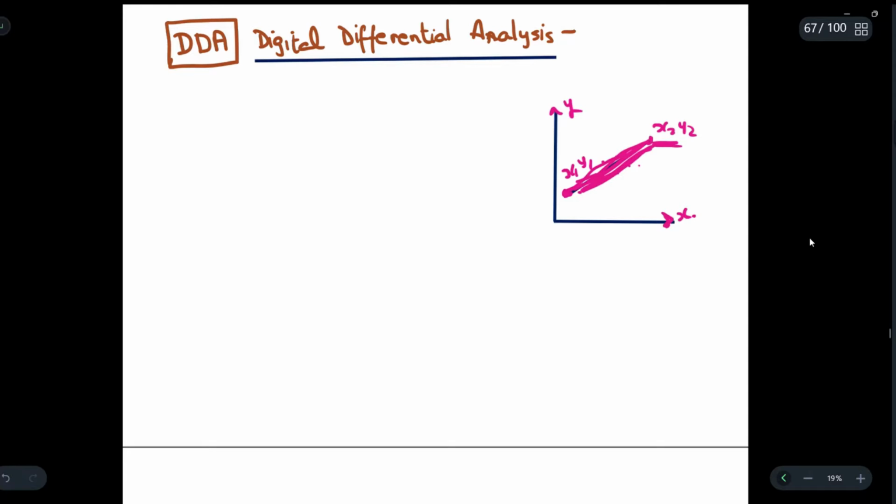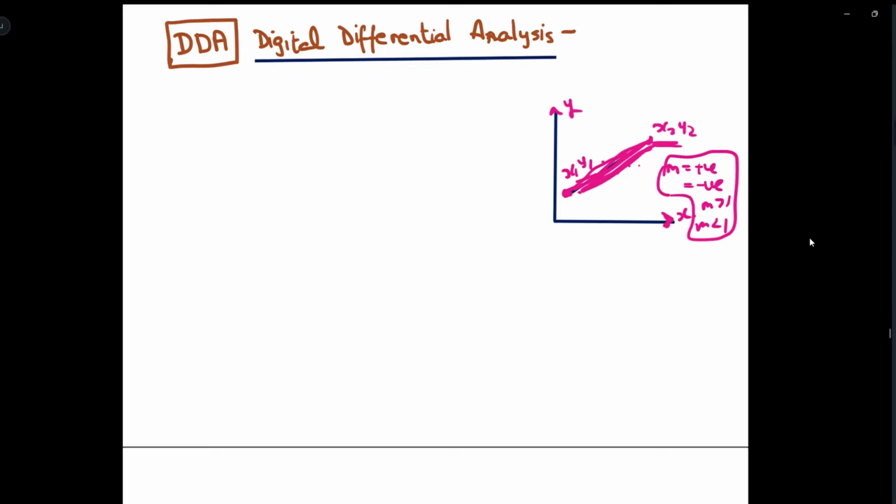Now there are different cases in this. It will also depend on the value of m, that is the slope, whether it is positive, whether it is negative, and whether it is greater than 1 or less than 1. So there will be different formulas for each of these cases and we will be discussing each one of them. And the formulas will also depend on whether we are going from left to right or from right to left. So these are the different cases which we will be considering in order to find different formulas.